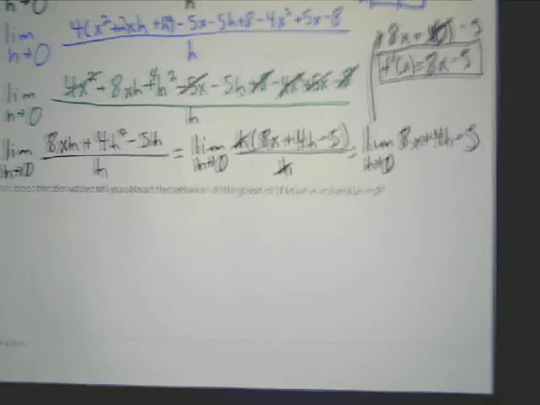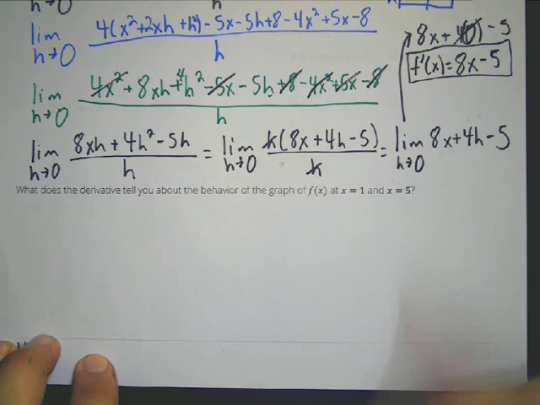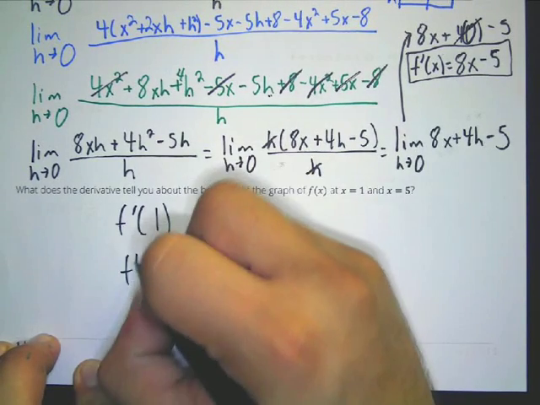What does the derivative tell you about the behavior of the graph of f of x at x equals 1 and 5? Good. So if we want to know the behavior of the derivative at that point, what do we have to do? We just plug this in. Eileen, are we going to plug it into the function or the derivative? Good. We want to plug it into the derivative, so this thing up here. So we're going to say f prime of 1 and f prime of 5. So we're plugging numbers into that equation.